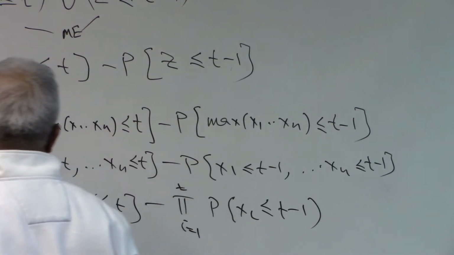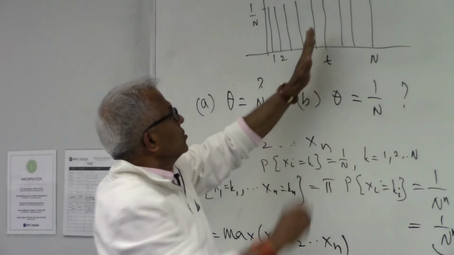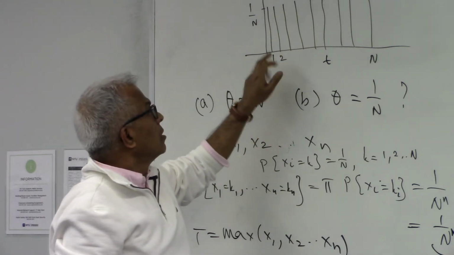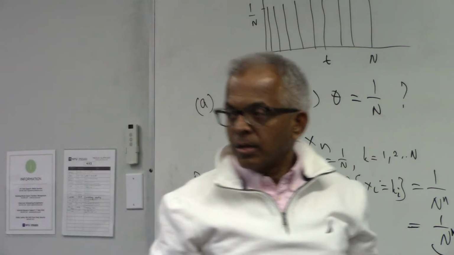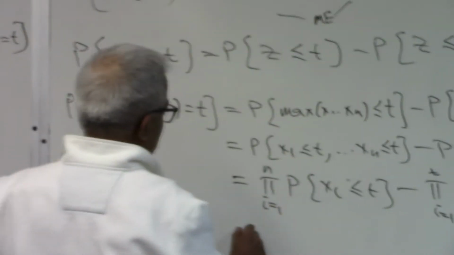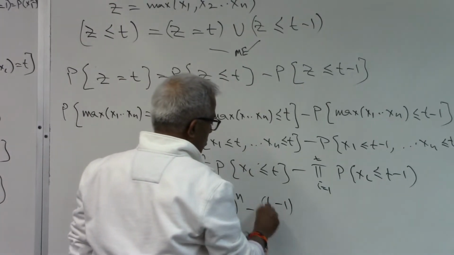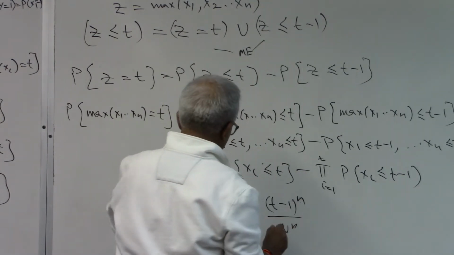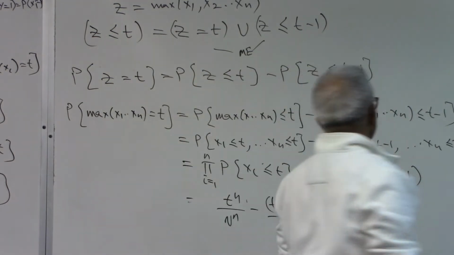So each of them is of the form, remember, look at here. If this is t here, what is the probability that xi is less than or equal to t? Anybody? 1 over n, 1 over n, 1 over n, etc. So what is it? t over n, right? So I hope you see that this is t over n to the power n, minus t minus 1 over n to the power n. Okay, so we got that.